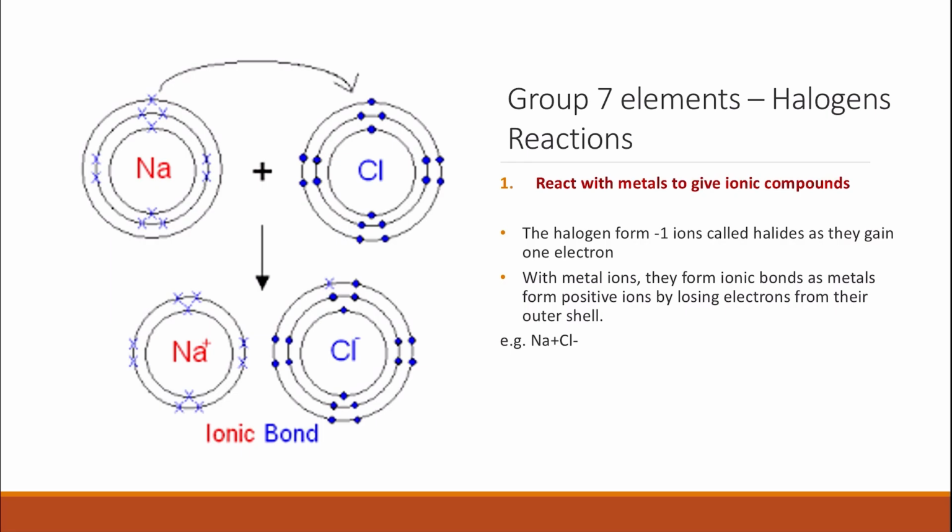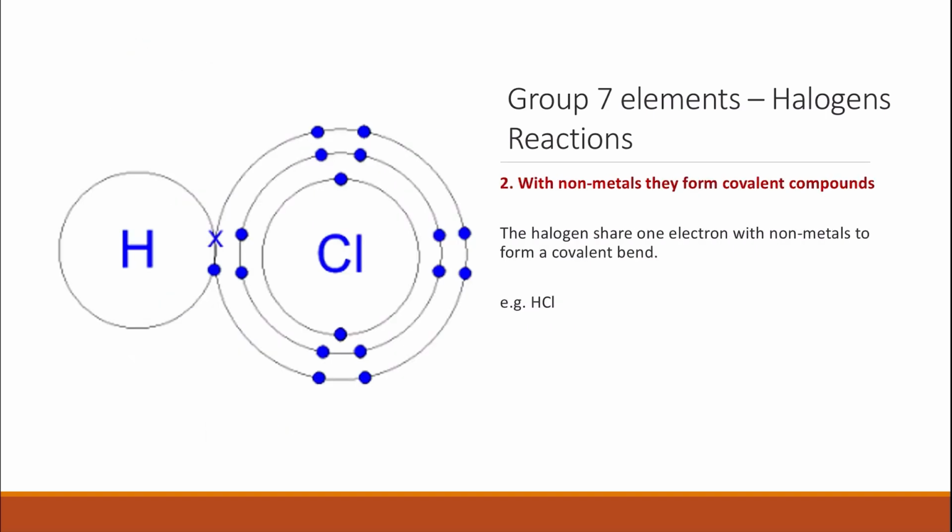The reactions of group 7 elements or halogens: first they react with metals to form ionic compounds. So the metals will tend to lose electrons to give positively charged ions, while the nonmetal will gain electrons to give negatively charged ions. And then there will be electrostatic interaction between the positive and negatively charged ions, and they will form an ionic compound like sodium chloride. With nonmetals, they don't gain or lose electrons, but they rather share the electrons and they form covalent compounds. An example of this is hydrogen chloride.